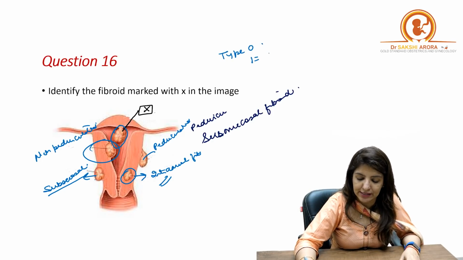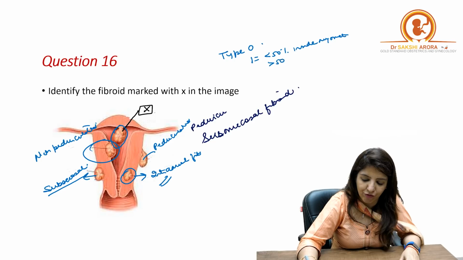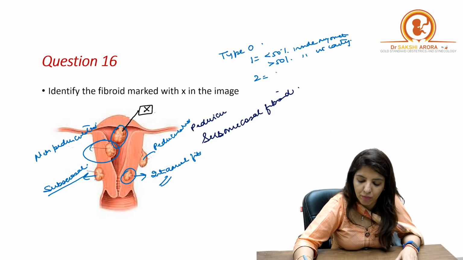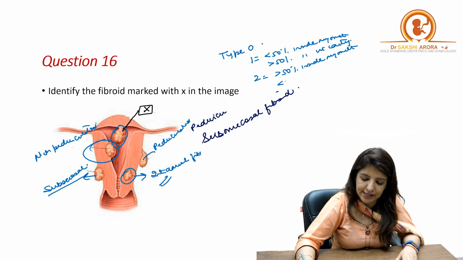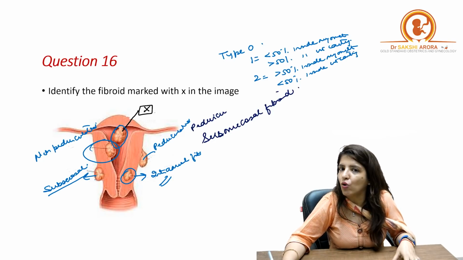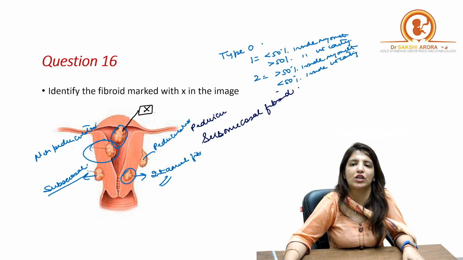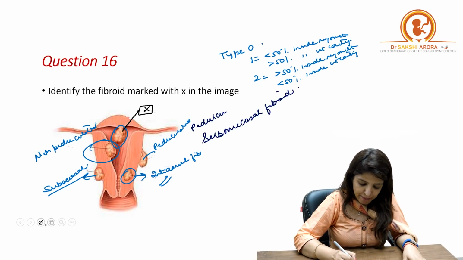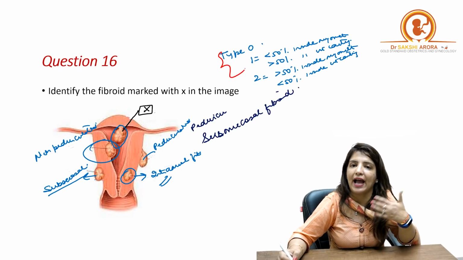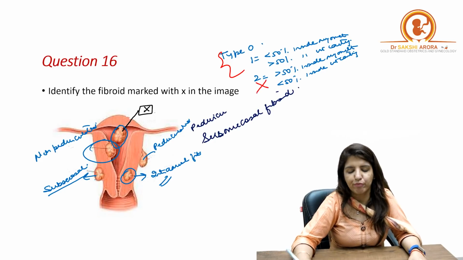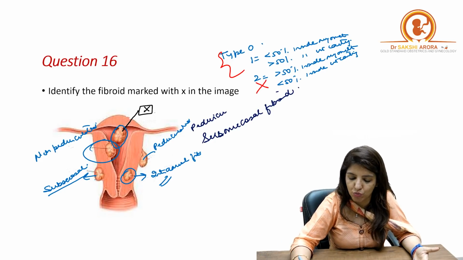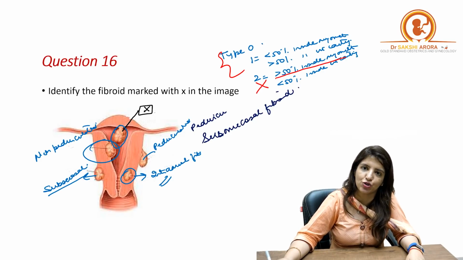Whereas type 1 means that less than 50% is inside the myometrium, more than 50% is inside the uterine cavity, and type 2 means the reverse. More than 50% is inside the myometrium and less than 50% is inside the uterine cavity. So this is your FIGO classification or hysteroscopic classification for submucous fibroids. Remember that type 0 and type 1 can be removed by hysteroscopy, whereas type 2 cannot be removed by hysteroscopy because more than 50% is inside the myometrium, right?